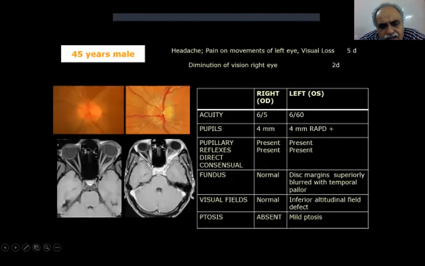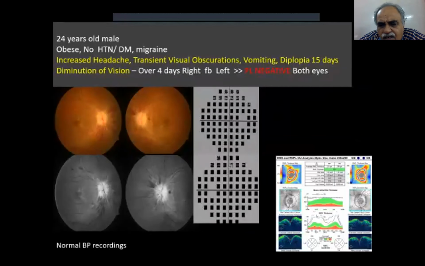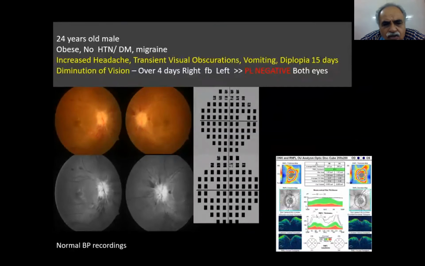So this is the cyst sitting there. We put this patient on steroids, and this is orbital apex cysticercosis, but recovery generally does not occur in these patients. Sometimes fulminant IIH can present with acute visual loss. Please remember, fulminant IIH is a very important cause of acute visual loss.